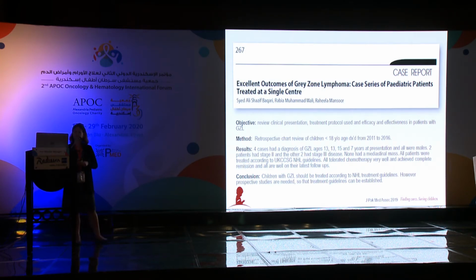So then I found another case series of pediatric patients treated for gray zone lymphoma, and they had a much more optimistic outlook. This was published in the Pakistani Medical Association journal. They found 4 cases, ages 13, 15, and 7 years of age, where 2 had stage 2 and 2 had stage 3 disease. None had a mediastinal mass, so it was probably not the classical Hodgkin versus primary mediastinal. And all patients were treated according to NHL guidelines, so they were treated like non-Hodgkin lymphomas.